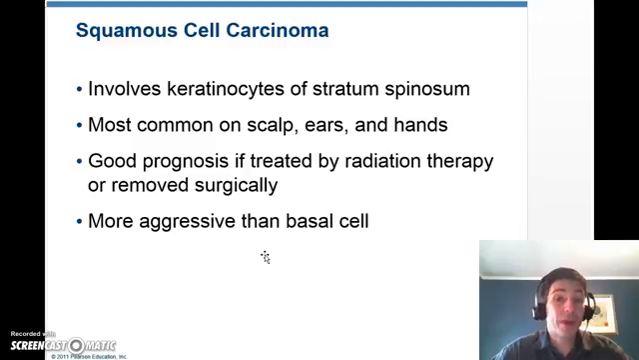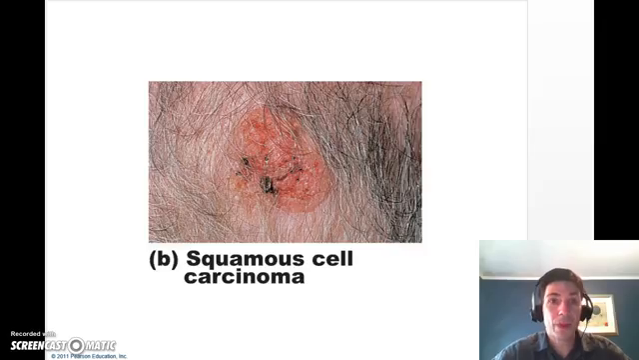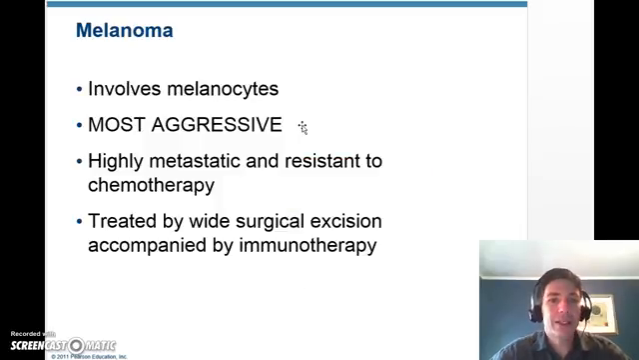Then you have squamous cell carcinoma, which develops in the keratinocytes of the stratum spinosum. For whatever reason, it is more common on your scalp, ears, and hands. It is more aggressive than basal cell carcinoma, but not as aggressive as our 3rd type of cancer, which is, whoops, there's a picture, melanoma.